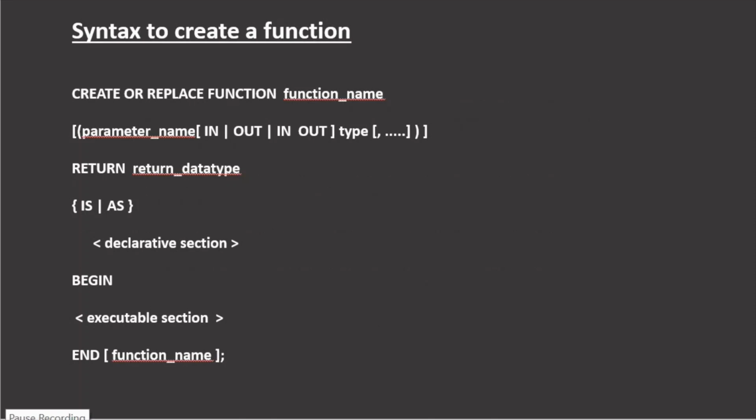So next one is syntax for creating a function. Create or replace. Here the or replace option allows us to modify an existing function. Function name, which is the user defined name. Parameter name, you can define the in, out or in out parameter. And return data type, which we have to mention, then the is or as keyword. In the declarative section, you can declare the variables whatever you want to declare. Begin. So in this executable section, we can write the operation which we want to perform between begin and end. End function name. Function name is optional here.